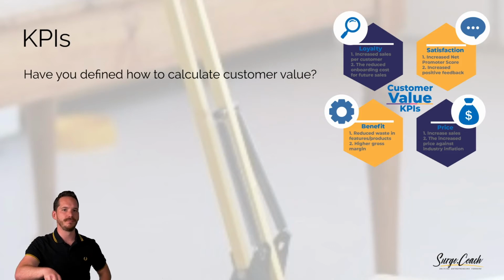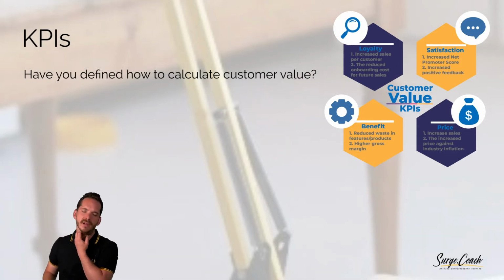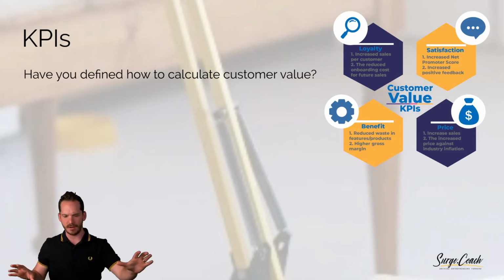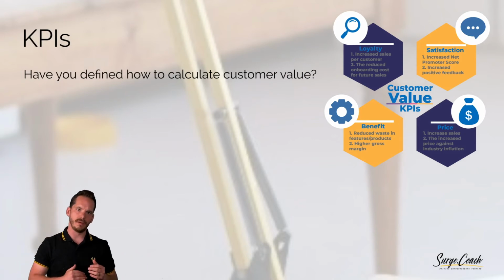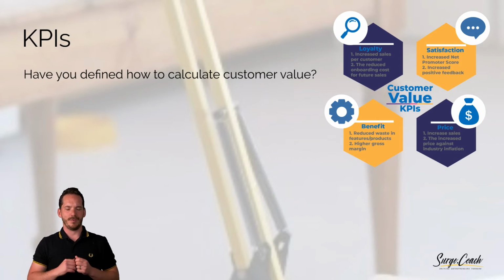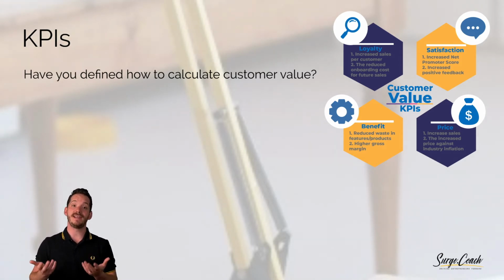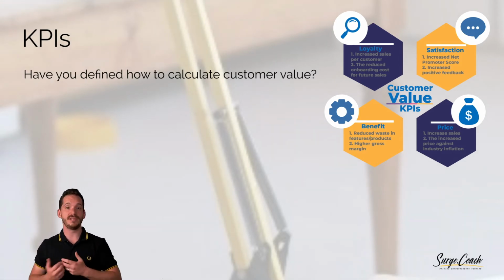So how do we measure? We've gone through the current state. We understand where we are currently. We've mapped out our value chain. We've done our stakeholder matrix. We're ready, right? But how are you going to measure success? What is success for your organization?